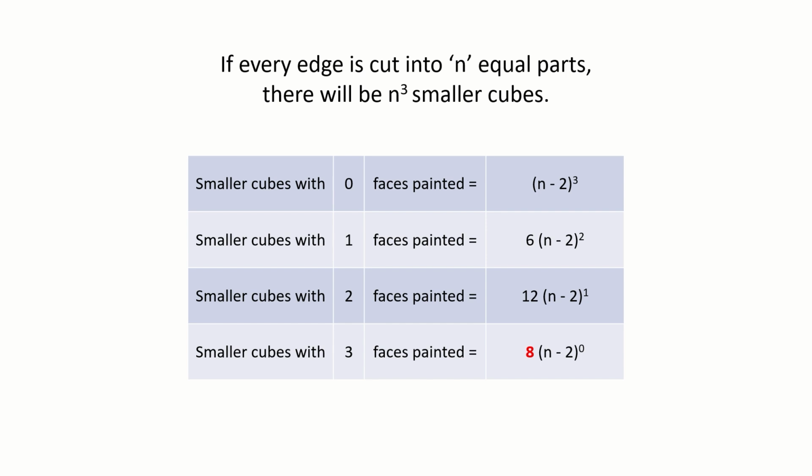So as we know, anything raised to 1 is the same thing. N minus 2 the whole raised to 1 would be n minus 2. We also know that anything raised to 0 equals 1. So n minus 2 the whole raised to 0 would be 1. And 8 into 1 is nothing but 8.